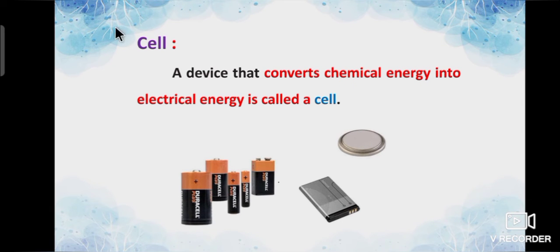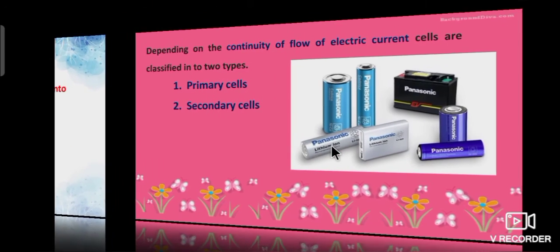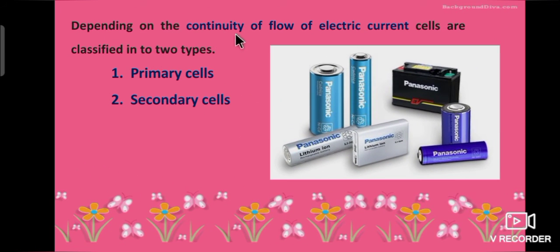Now, we will learn about cell. What is a cell? A device that converts chemical energy into electrical energy is called a cell. Depending on the continuity of flow of electric current, cells are classified into two types. First one primary cells, second one secondary cells. We will see one by one.